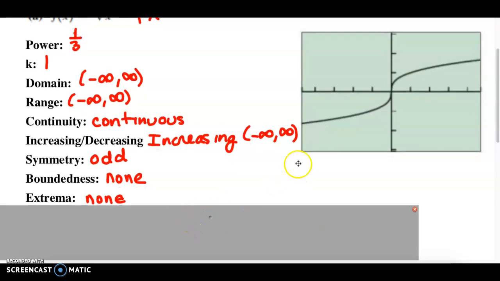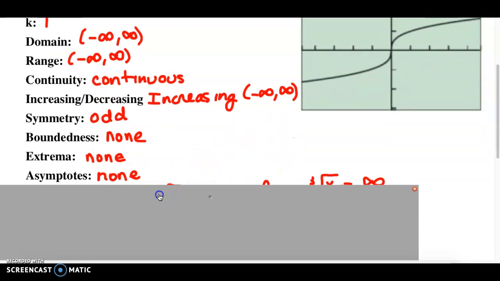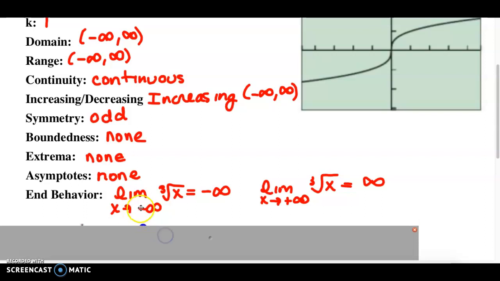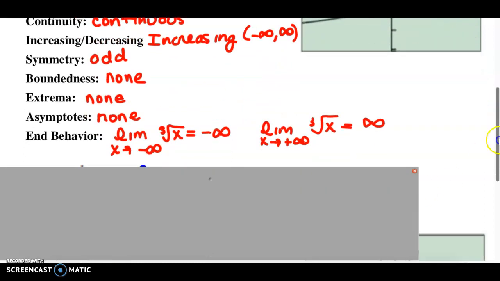And then if we look at the ends of the graph, we see that as x goes to negative infinity, it is going down. So we would call that the limit as x approaches negative infinity of the function goes to negative infinity. And then if we look at the right side here, as x goes to positive infinity, it is going up. So the limit as x goes to positive infinity of the function would be positive infinity.